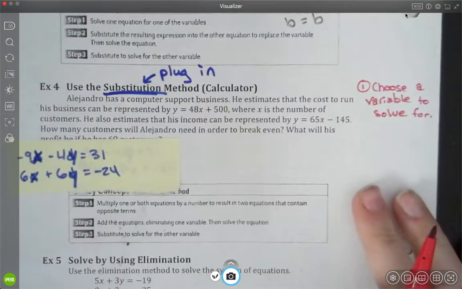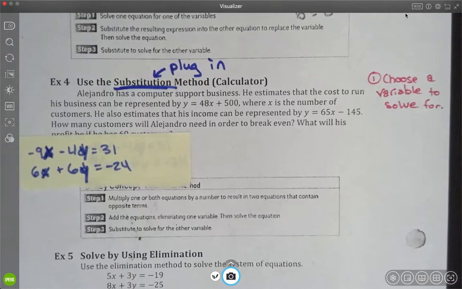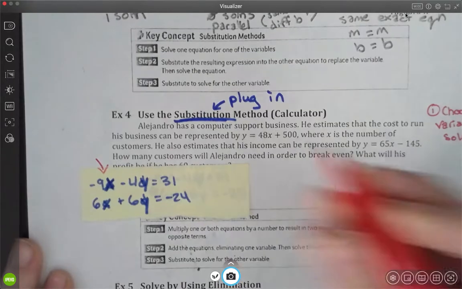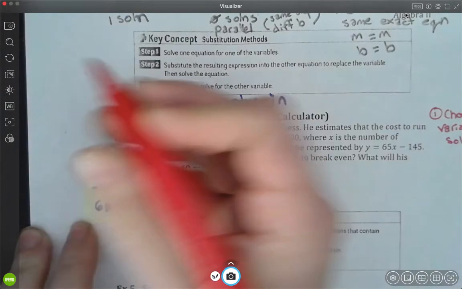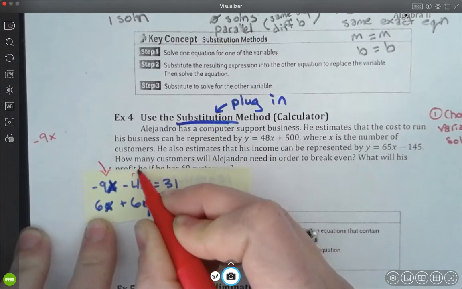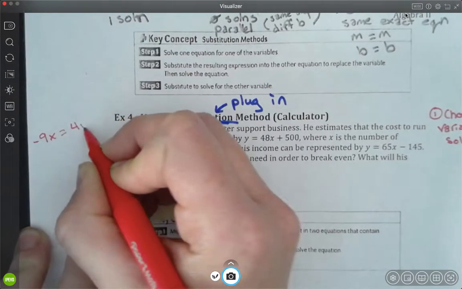After you've done this, it's pretty easy, but if you choose a variable that makes some really nasty fractions, it can really confuse all your steps. But if you choose a nice variable with nice clean numbers, it can make your life really easy. For example, let's say I'm trying to solve for this top x. Don't write any of this down. Negative 9x. I would add the 4y to the other side, so I have equals 4y plus 31.